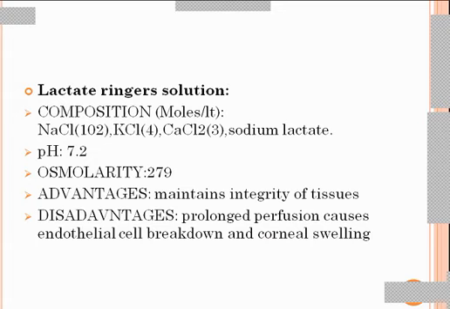Sodium chloride, 1 or 2 millimoles, potassium chloride 4 millimoles, calcium chloride 3, sodium lactate. The pH is 7.2, normal pH, human blood pH. Osmolarity is 279. The advantage is that it maintains the integrity of the tissues. The disadvantage is that prolonged perfusion causes endothelial cell breakdown and corneal swelling.